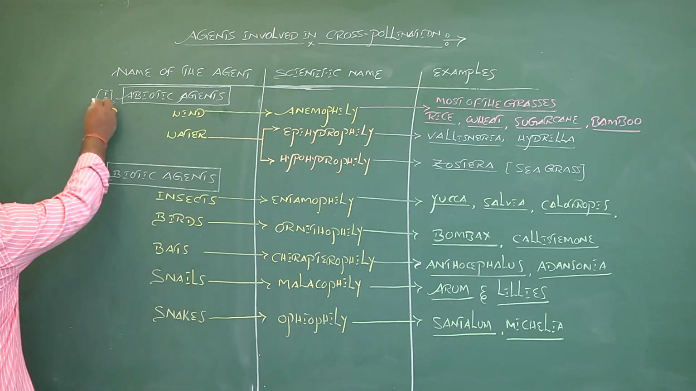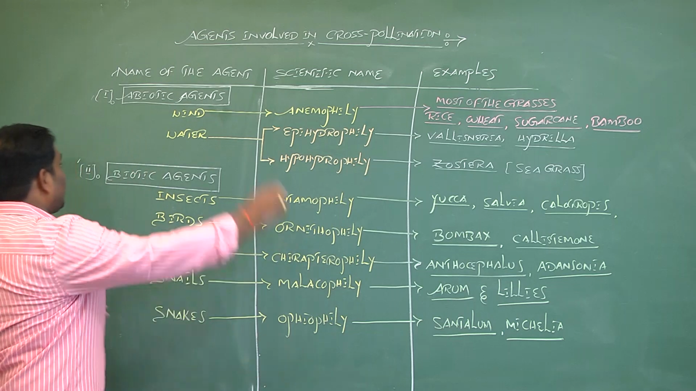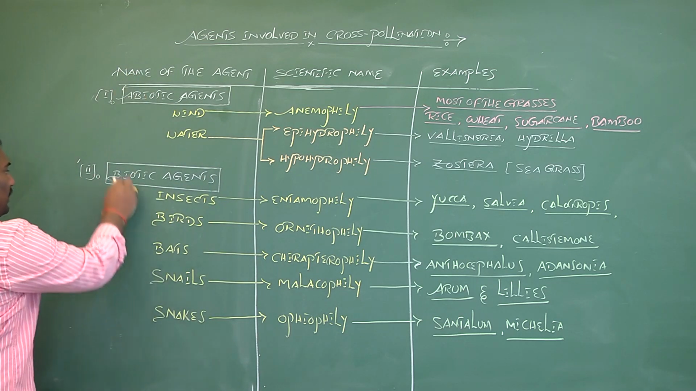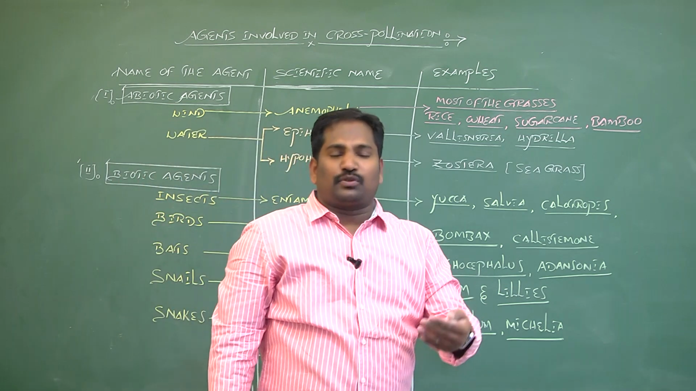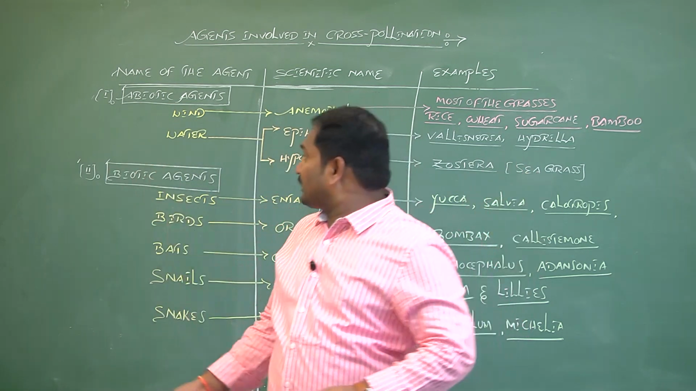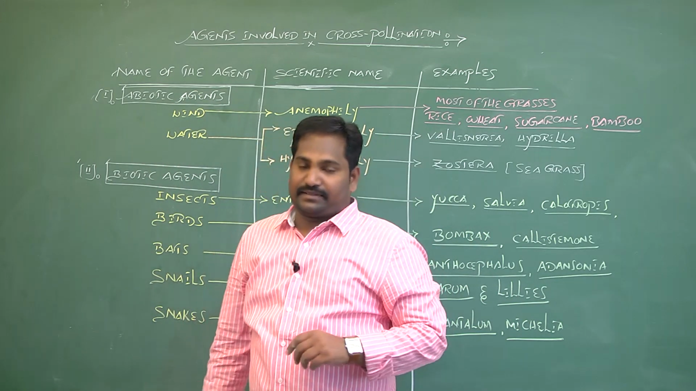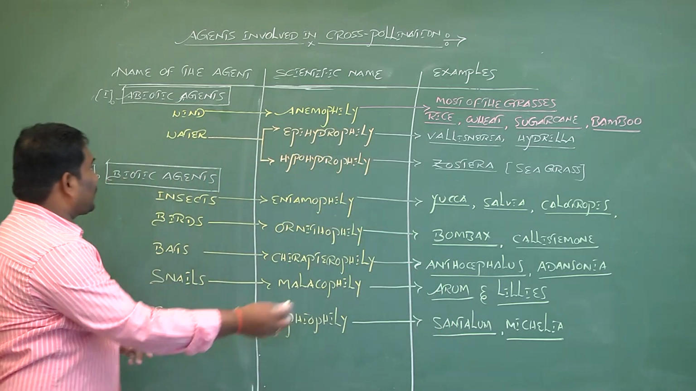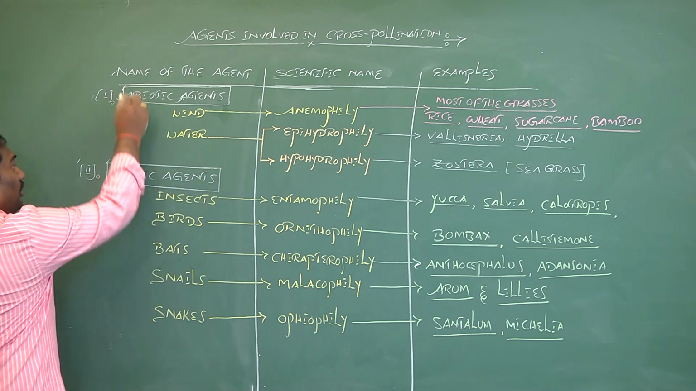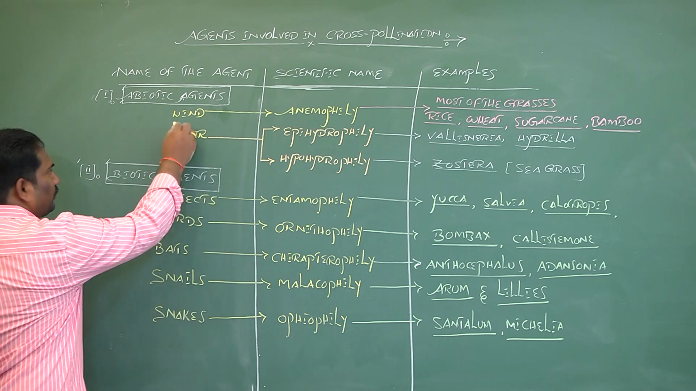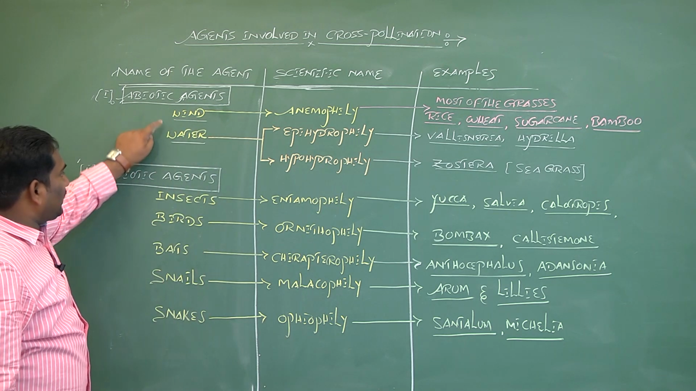Generally, there are two different types of agents involved in cross-pollination. One is abiotic agents, the second is biotic agents. Abiotic means an agent that does not have life. An agent having life is called a biotic agent. Let's discuss the first type of agent involved in allogamy or cross-pollination, abiotic agents. There are two different abiotic agents, wind and water.